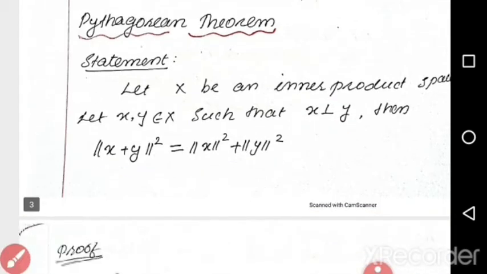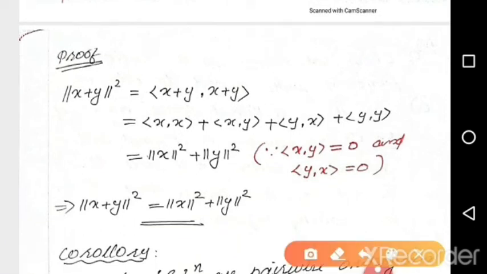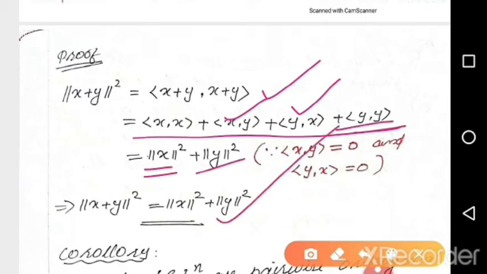To prove this, we know that norm of x plus y whole square is equal to inner product of x plus y comma x plus y, and this can be expanded in the form inner product of xx plus inner product of xy plus inner product of yx plus inner product of yy. Since they are orthogonal, inner product of xy and inner product of yx are 0. Inner product of xx is norm x square and inner product of yy is norm y square, and hence we have the result.